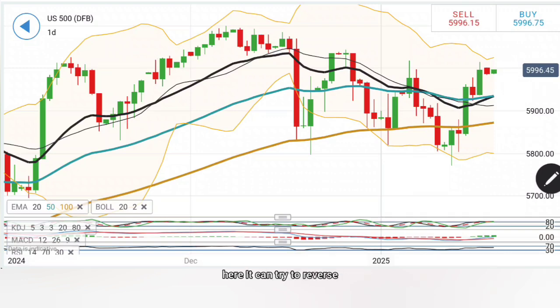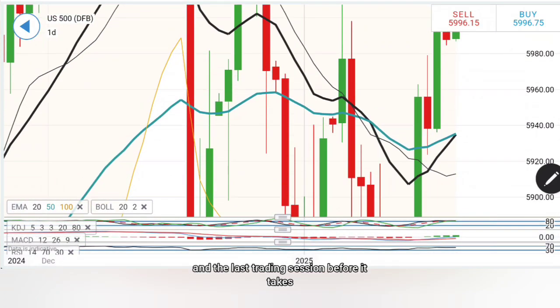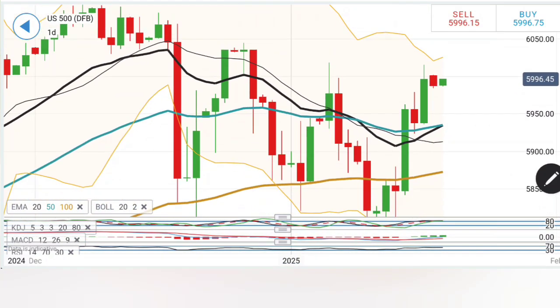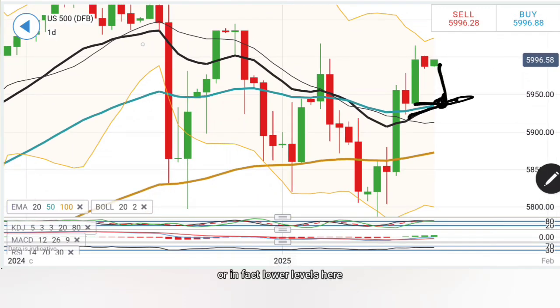It can try to reverse and erase some of the gains from the last week and the last trading session before it takes a real direction here. And that is why I say below 5985, 5980 is where the real bearishness will be seen, and then prices can keep moving towards 5940 or in fact lower levels here.